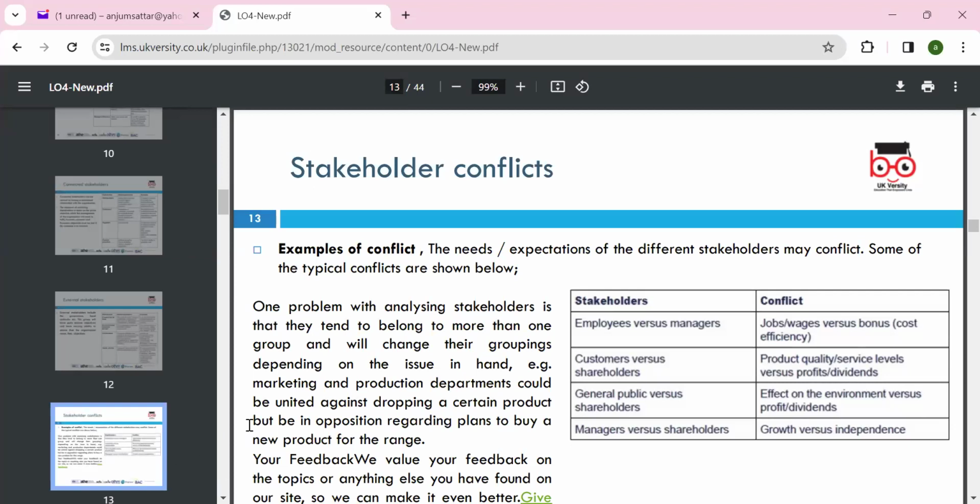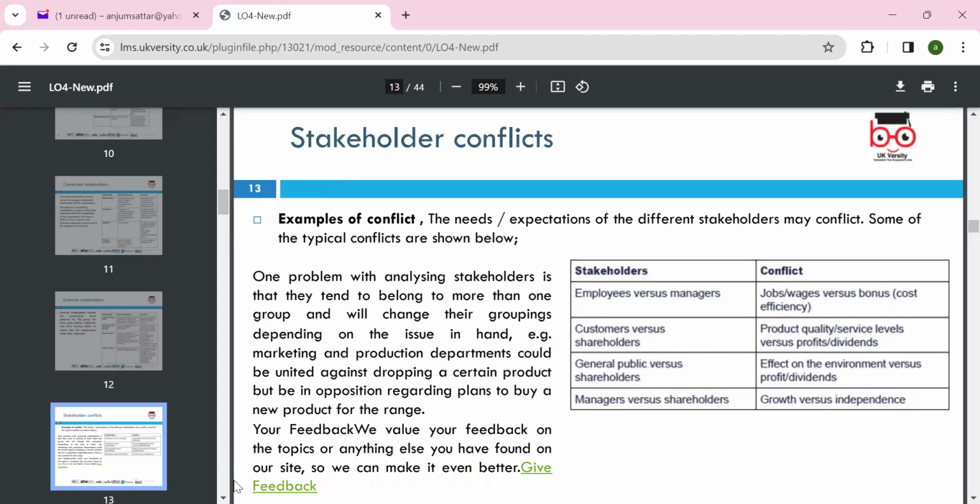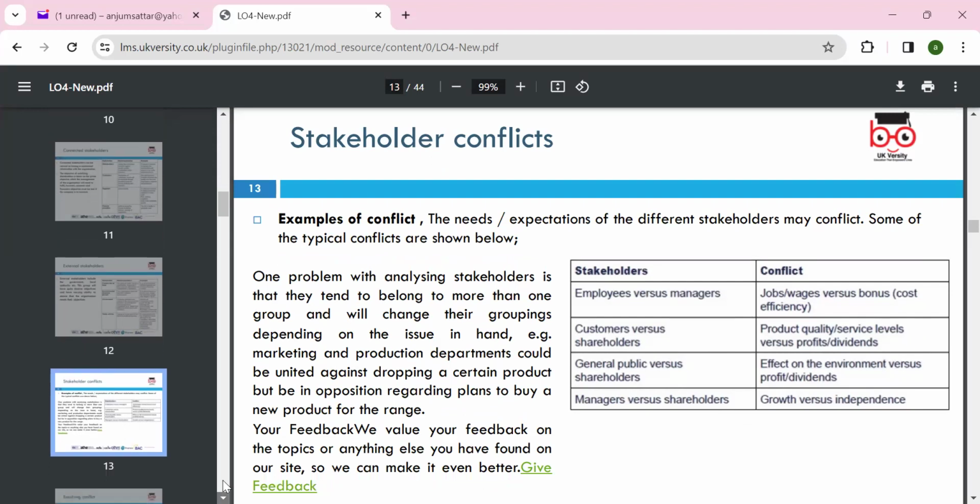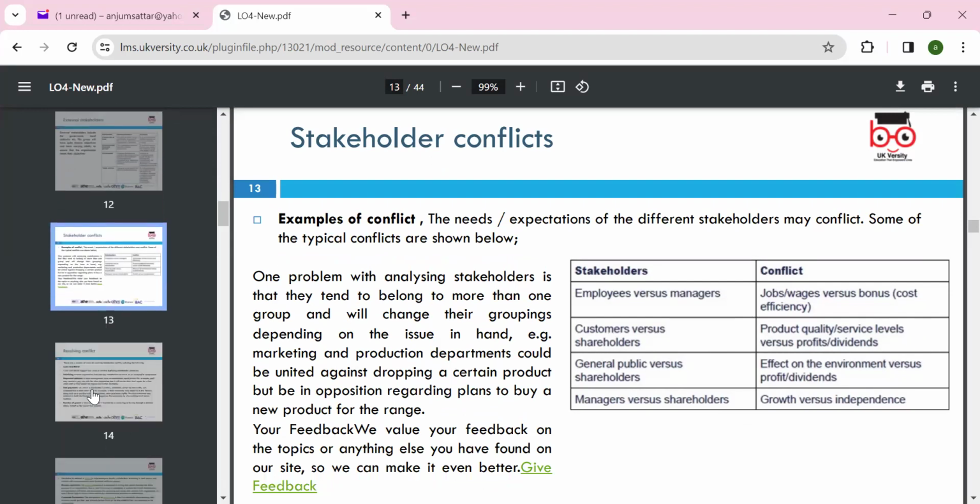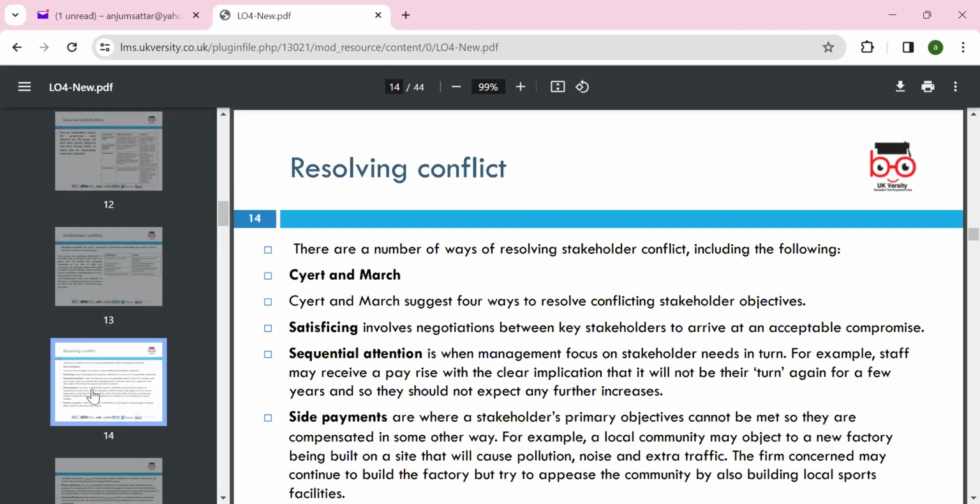So that's why we use the term think globally. Think globally. We really need to understand local culture and local stakeholders. Then we can categorize resolving the conflict.